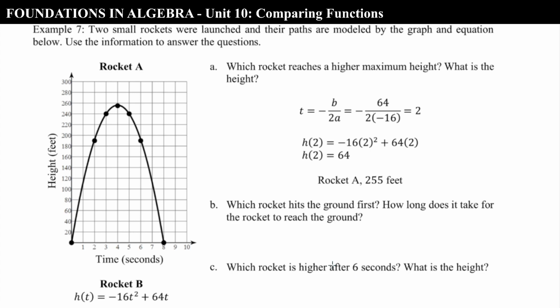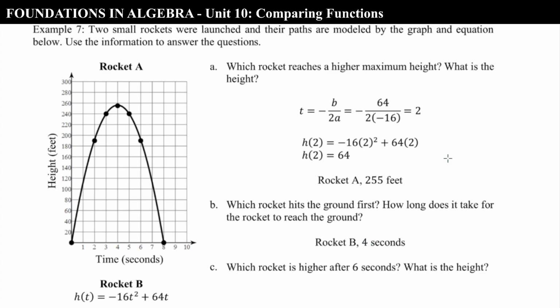Which rocket hits the ground first? Well, we know that rocket A is going to hit the ground at 8 seconds. We know that rocket B took 2 seconds to get to its maximum height, so it's going to take another 2 seconds to get back to the ground, so it's going to hit the ground at 4 seconds. So rocket B is going to hit the ground first at 4 seconds.